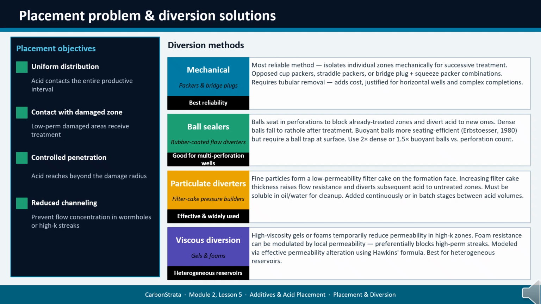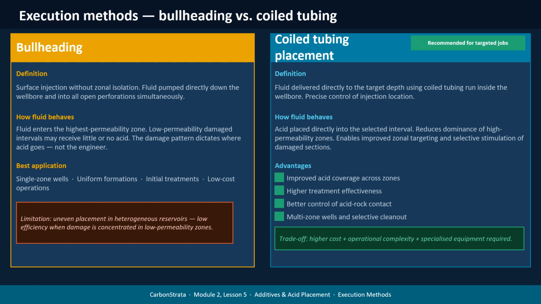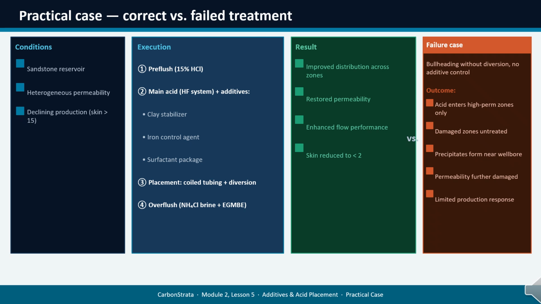So the rule is simple. Uniform reservoir, bullheading works. Heterogeneous reservoir, you need control. If you choose the wrong method, you accept failure before you start. Same well. Same chemistry. Different result. Case 1. Bullheading. No placement control. Limited additive design. Result: acid flows to high permeability zones. Damage remains. Precipitation forms. Production barely changes.